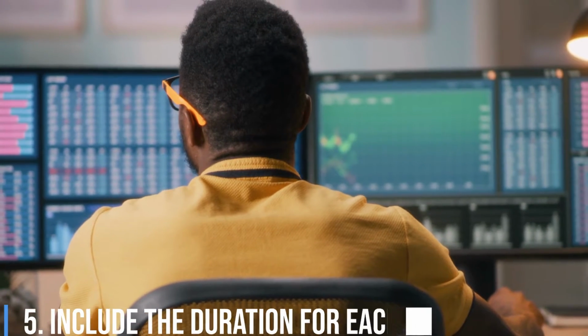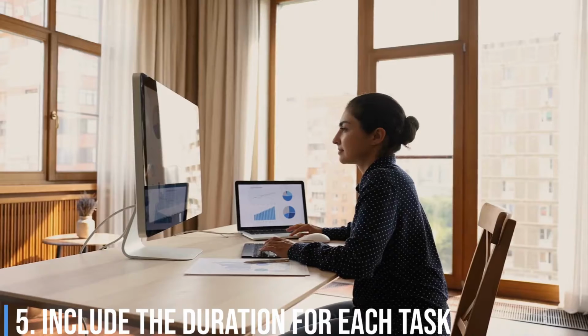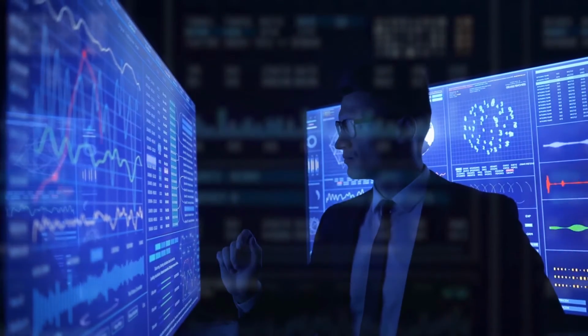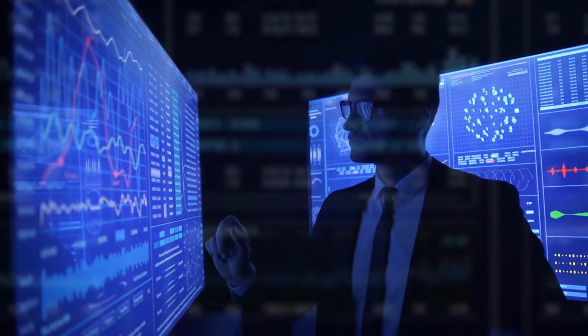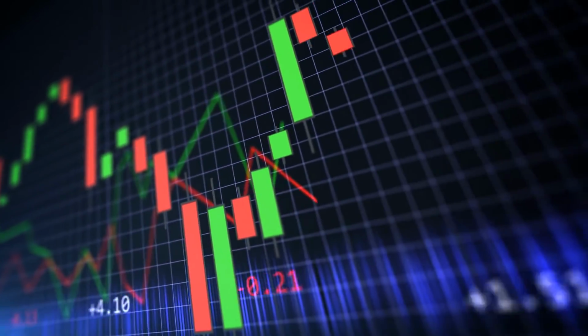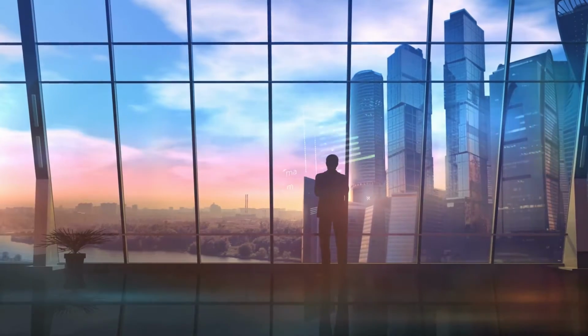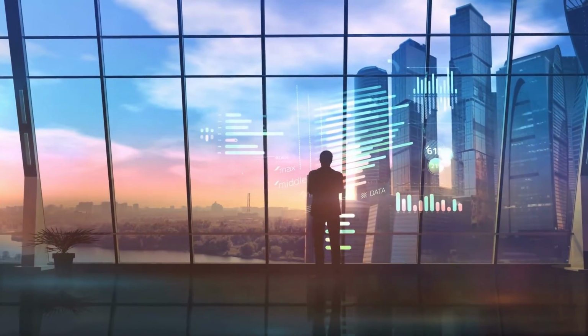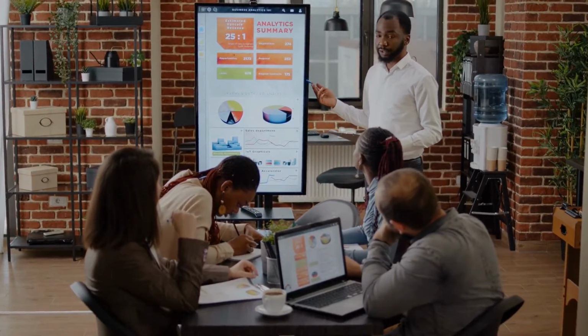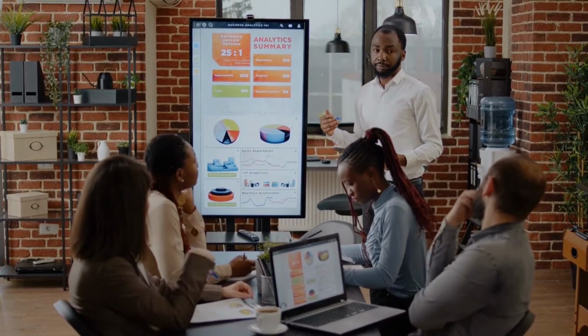5. Include the duration for each task. The next step is to determine the duration of each task. This detail is essential for creating a table and calculating your critical path. Ensure you leave sufficient time for each task so your analysis is accurate. You can inquire from the team or unit working on the tasks directly to know the time they need. Also, ensure you make some provisions for unforeseen circumstances to avoid defaulting on your promised delivery time.